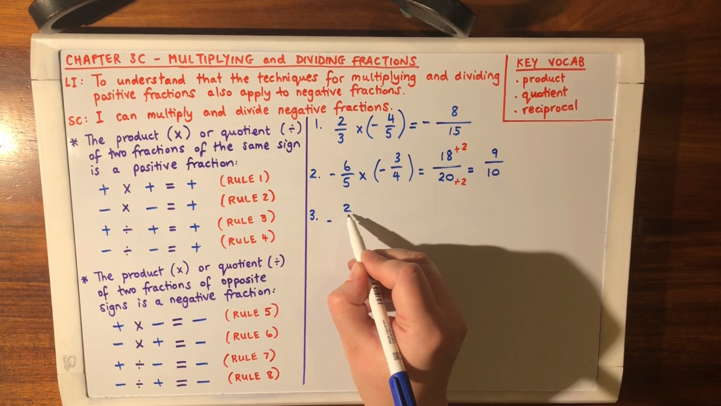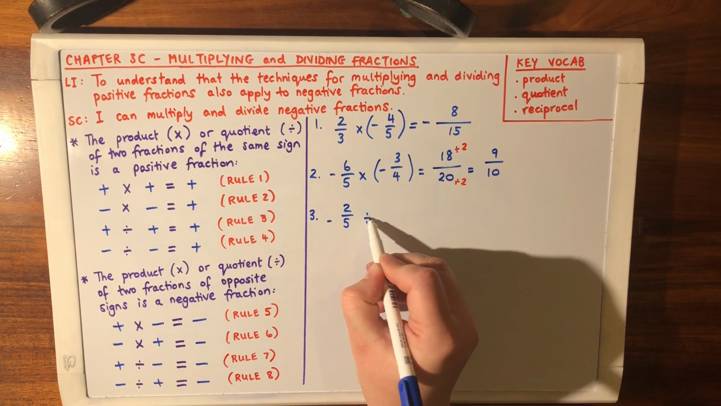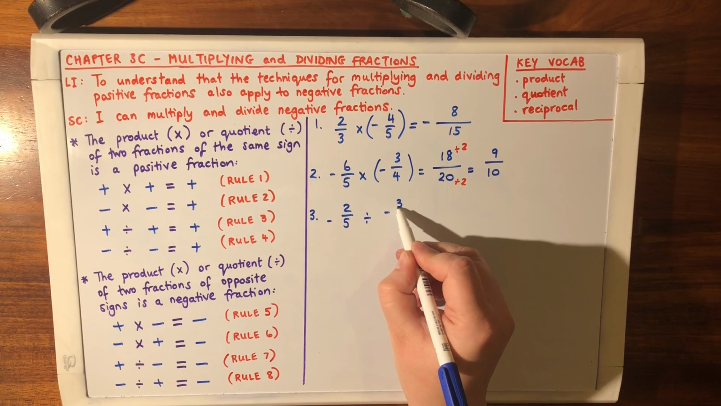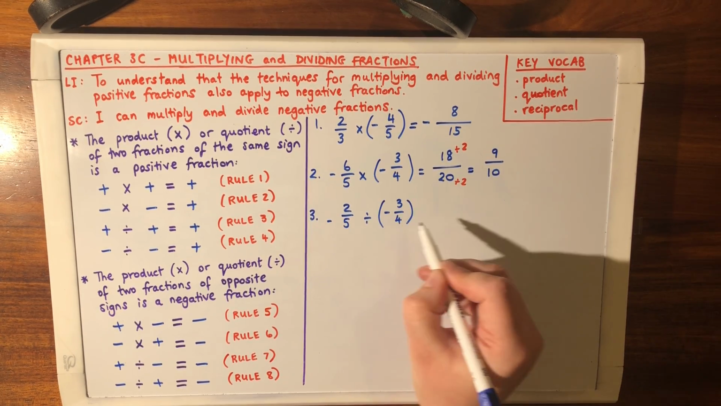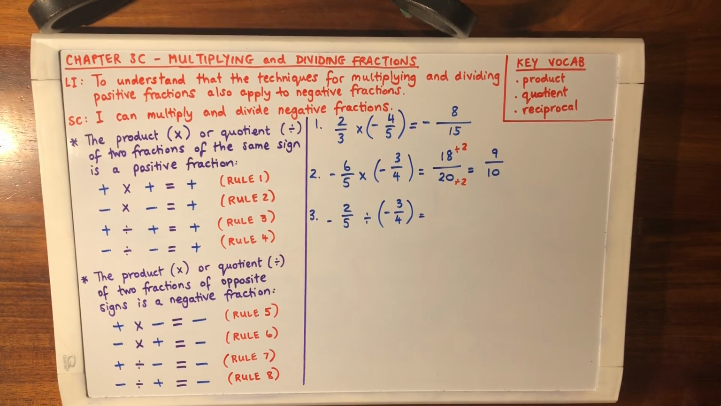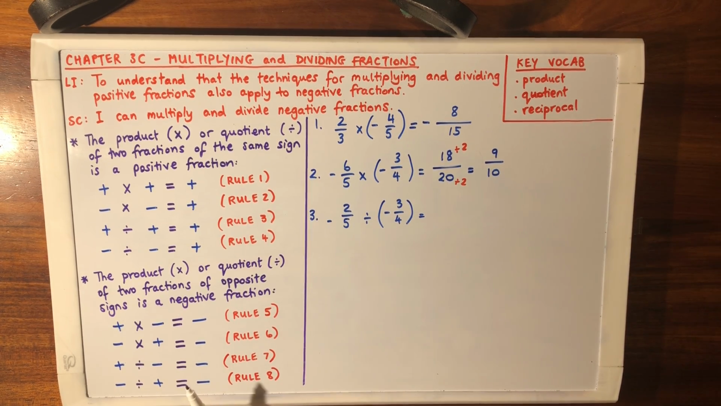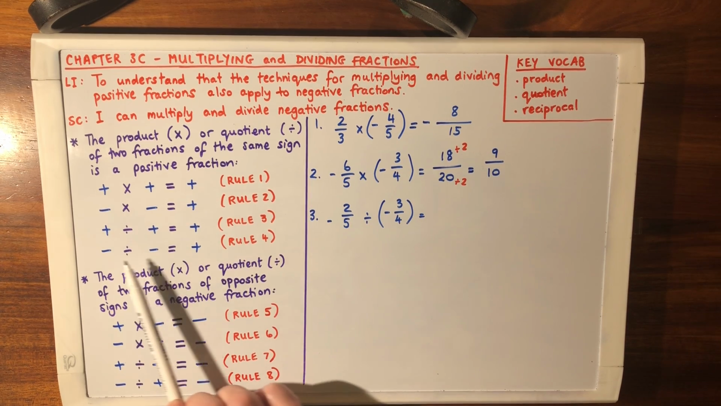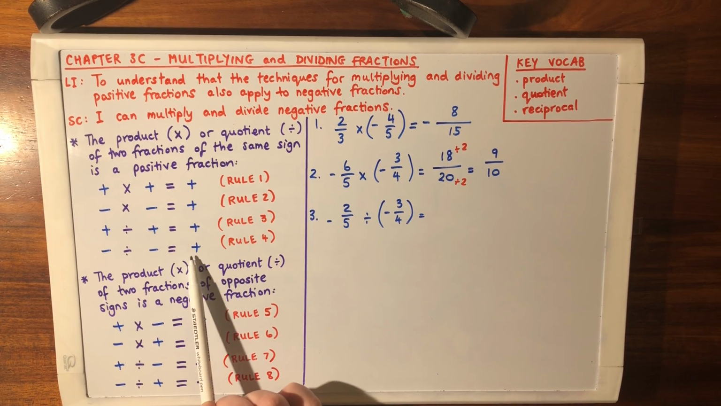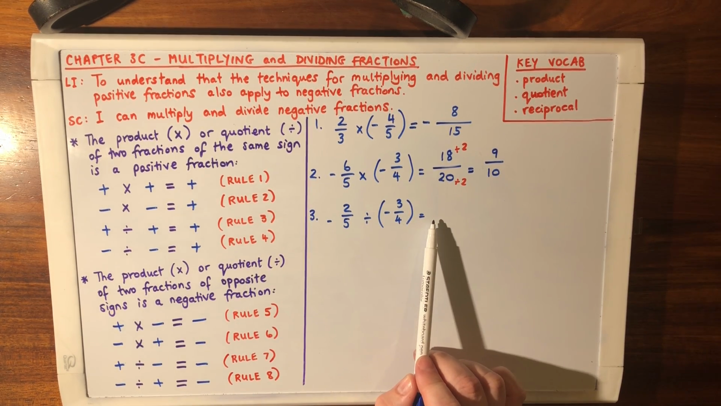Our third example here. Negative 2/5 divided by negative 3/4. Okay, let's look at which rule we'll apply. We have a negative divided by a negative. What's our answer going to be? Both of those symbols are the same, so it's negative divided by negative. The answer there will be positive, so just the same.